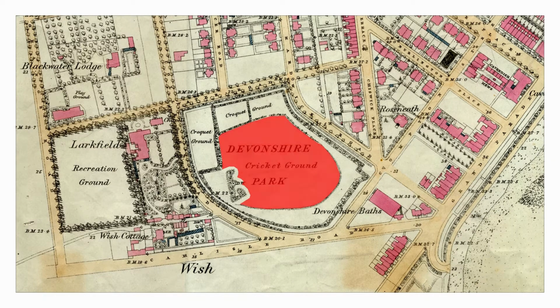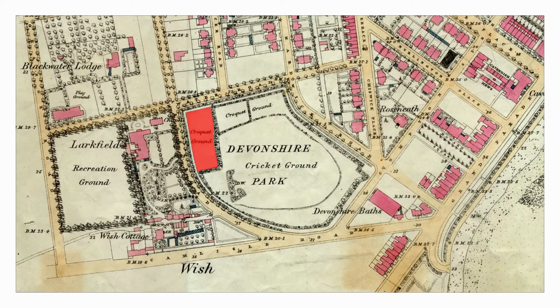Cricket ground here, croquet ground here, another croquet ground there, and then this interesting little area here with a planting which was called a sycamore grove. The last sycamore tree was felled last year, but it was a screen so that there could be an area for a bandstand. And we'll come to that later.